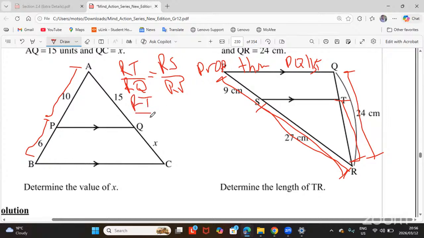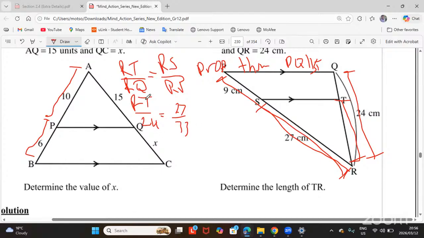RT over RQ. What is RQ? It is 24. What is RS? There is 27. What is RP? 27 plus 9. What is it? 27 plus 9 is 33. Then from here, you do your maths.